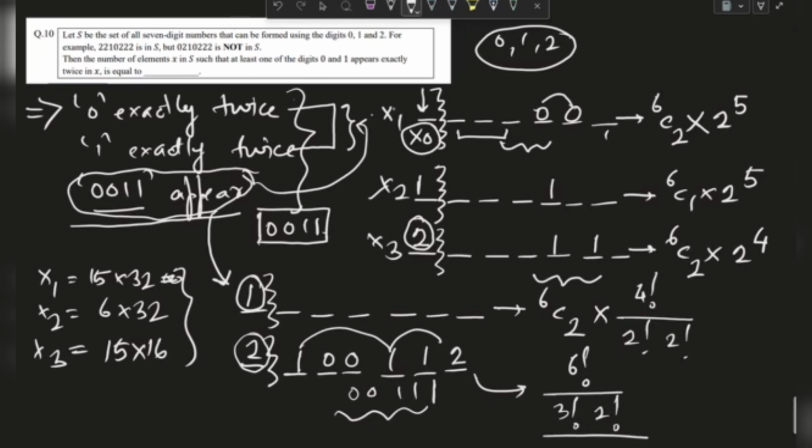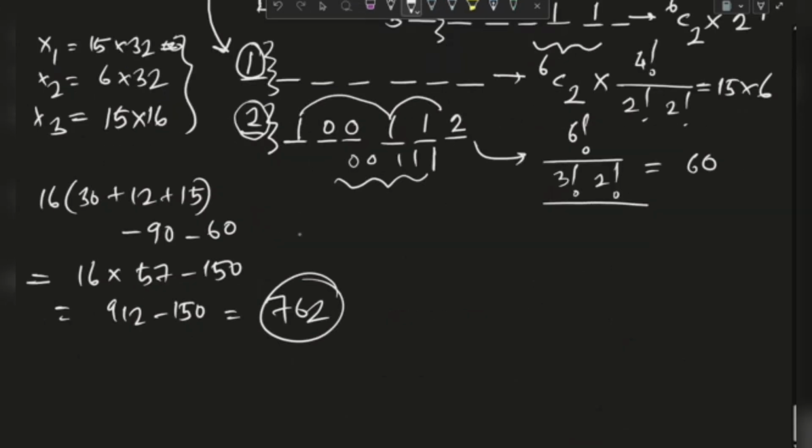So I will do the calculation for you guys. So here is the calculation. I have added these. Actually I took 16 common from out of these, so it's 30 plus 12 plus 15, and this will come out to be as 90 minus 60. So this is basically 16 into 57 minus 150, and on calculation this comes out to be as 762, which is the correct answer for this question.